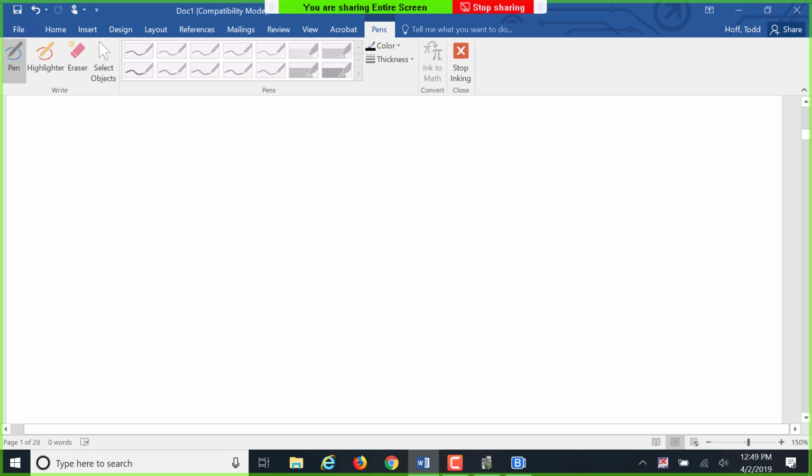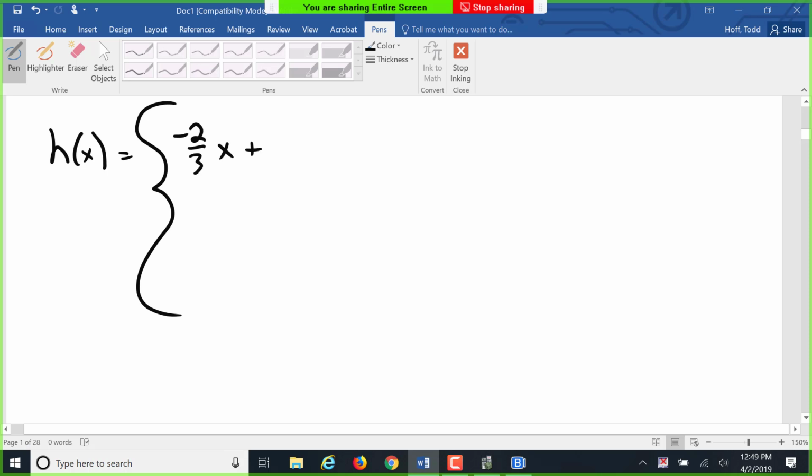I can go the other direction. I might have h of x defined to be negative 2/3 x plus 1 if x is less than or equal to 3. And I might have one-third x minus 4 if x is greater than 3.